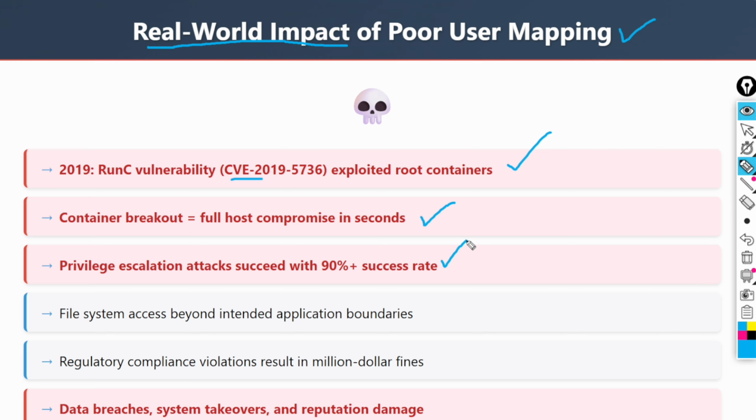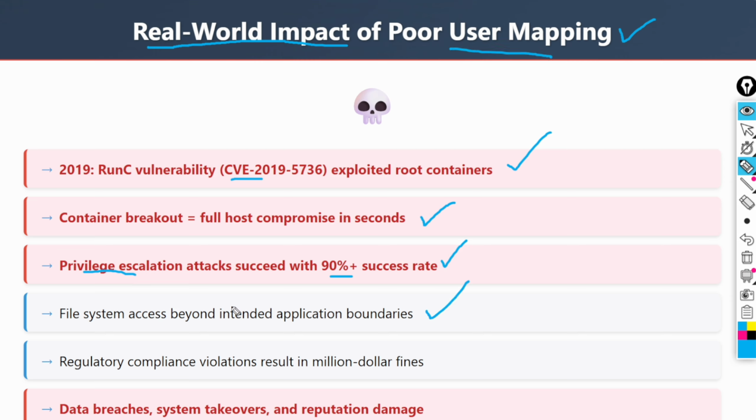And coming to the third point, which is privilege escalation attacks succeed with a 90% plus success rate. So when your containers run as root, attackers can easily exploit known vulnerabilities to gain full system access. Some of these studies show these attacks are highly successful in real world scenarios. Okay, so that is the significance of the 90% plus success rate, because of privilege escalation, because user mapping was not correctly done.